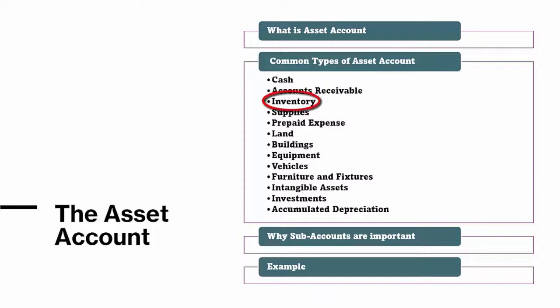3. Inventory. This account includes goods and materials the business owns and intends to sell. For example, if you own a clothing store, your inventory would include the clothes you plan to sell to customers. 4. Supplies. Supplies are items used in the day-to-day operations of the business, like office supplies or cleaning supplies that aren't meant for resale. 5. Prepaid expenses. These are expenses that the business has paid in advance, like insurance or rent. It's an asset because the business will receive benefits from it in the future.